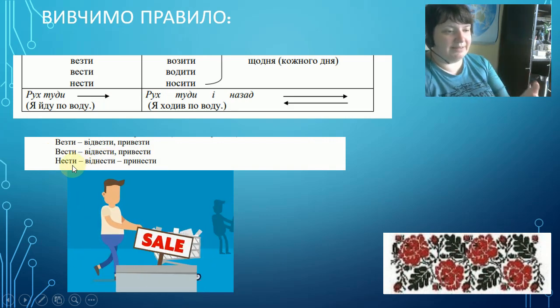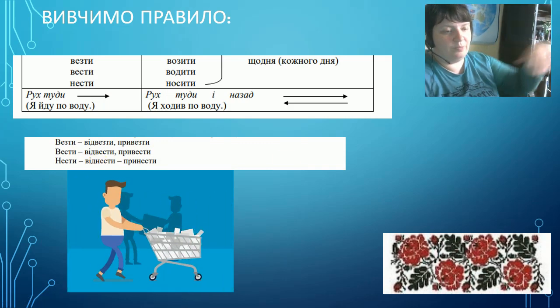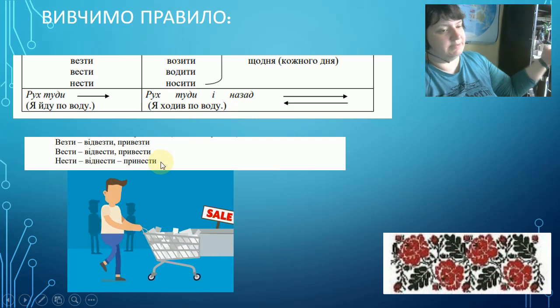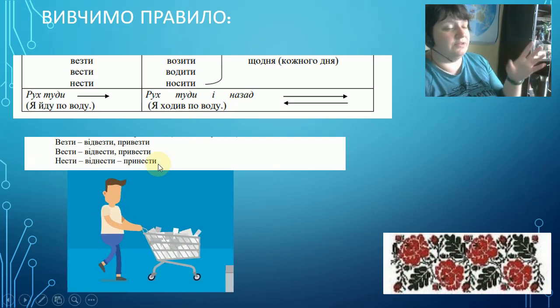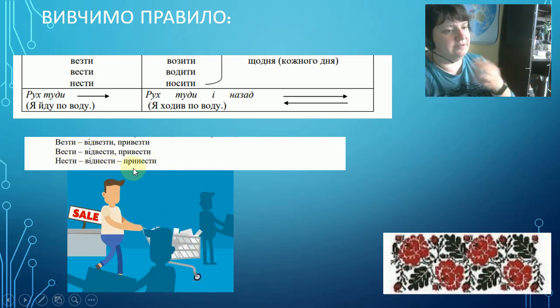Нести – carry something. Віднести – to bring something somewhere. Віднести, принести, so to bring something there or to bring something here. So this is a small difference. If this is imperfective state, this is perfective.